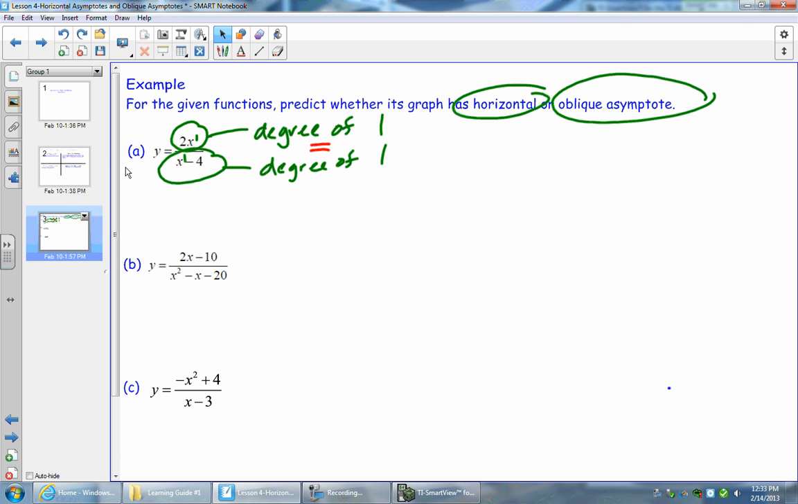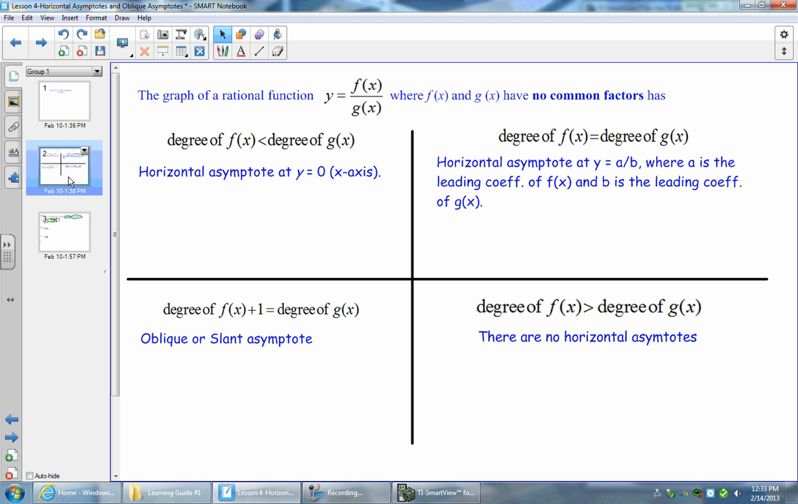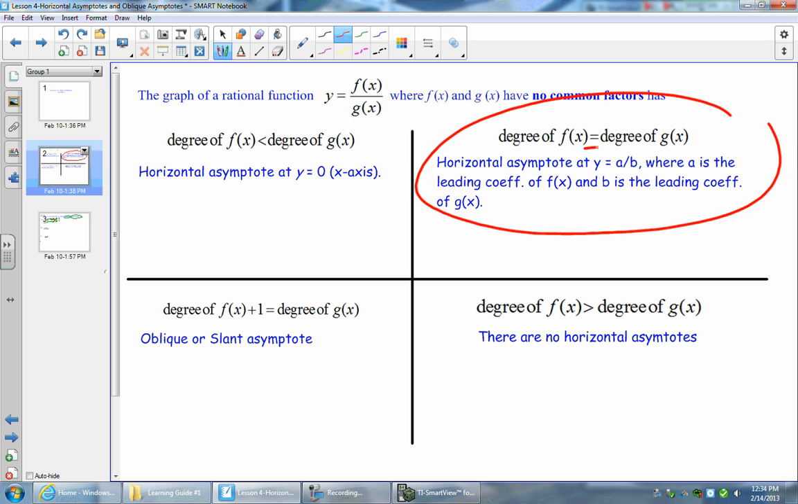Now, go back to the previous slide. When the degree of the numerator and the denominator is equal, which case do we have? Well, we are taking a look at this case right here. It's equal. So when this happens, we have a horizontal asymptote at y is equal to a over b, where a is the leading coefficient of f of x, which is the numerator, and b is the leading coefficient of g of x, where g of x is the denominator.